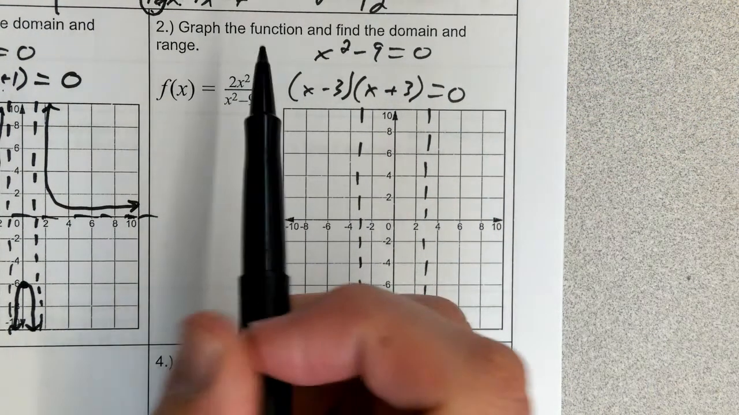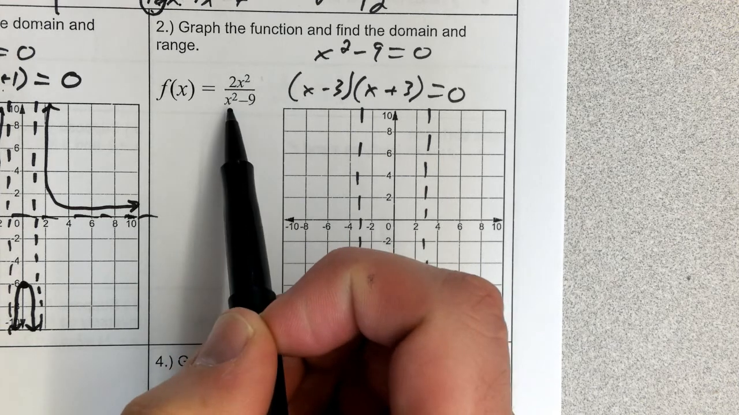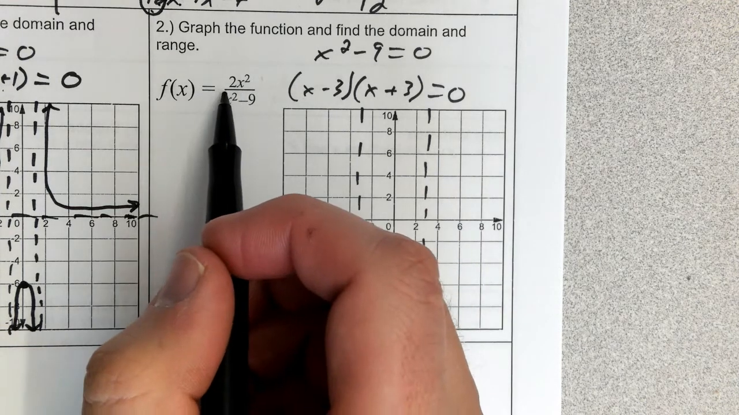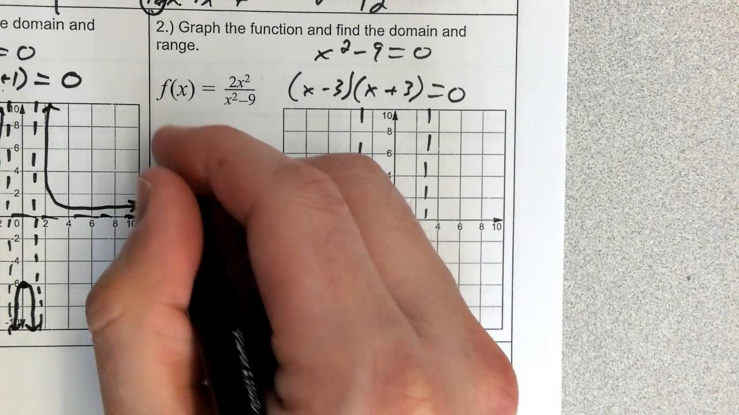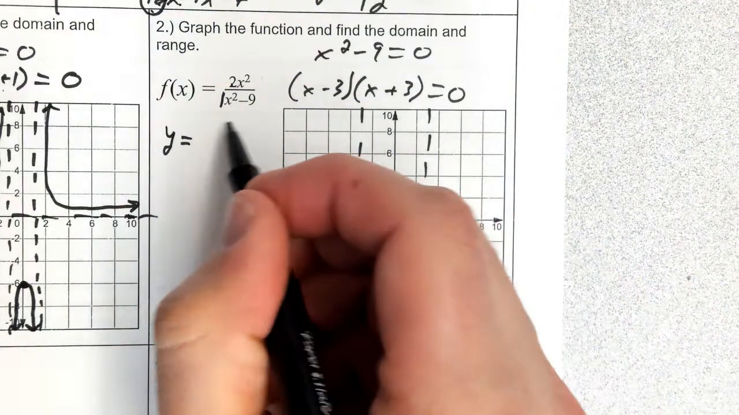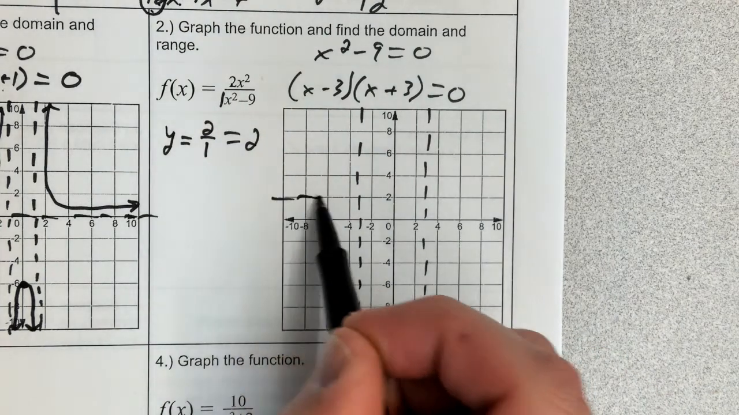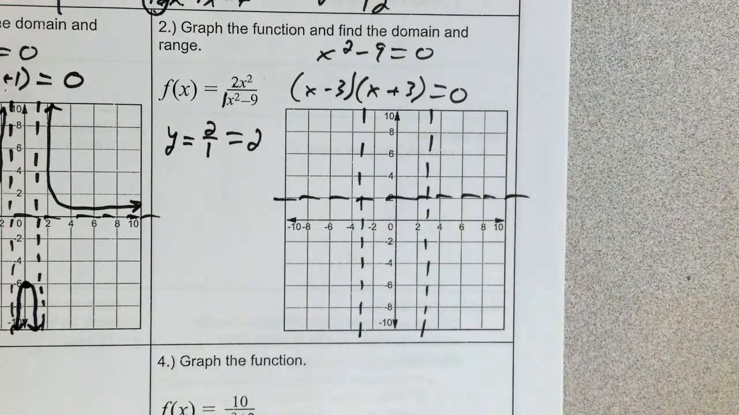Horizontal asymptotes. Well, I look at the degree at the top and the bottom. You can see that the degree on top is 2. The degree on the bottom is 2 as well. So I look at the ratio of the leading coefficients. So the horizontal asymptote is going to be at y equals 2 over 1, which is just 2. So I have a horizontal asymptote at y equals 2. I sketch those into the graph.